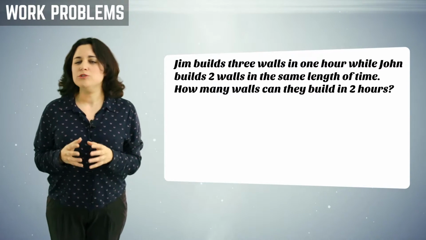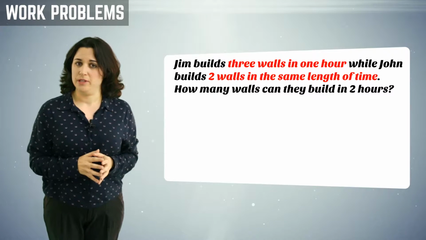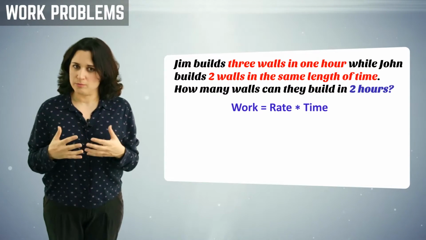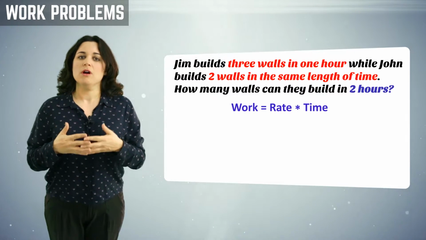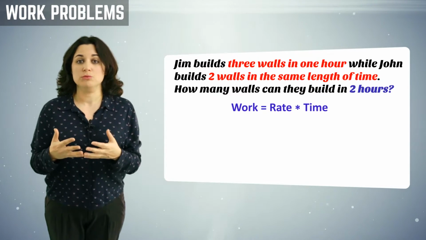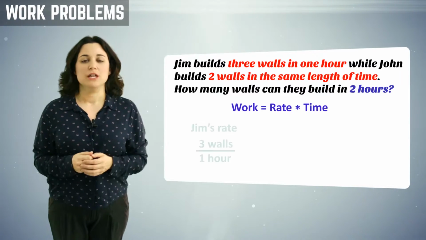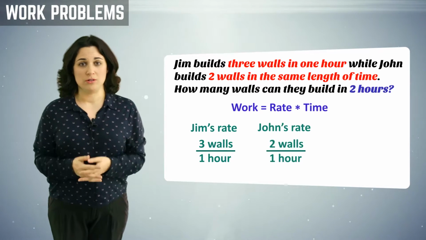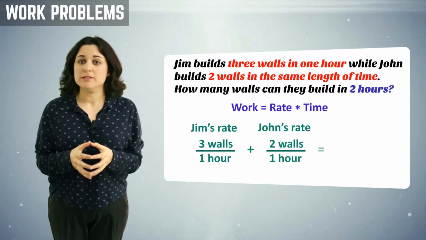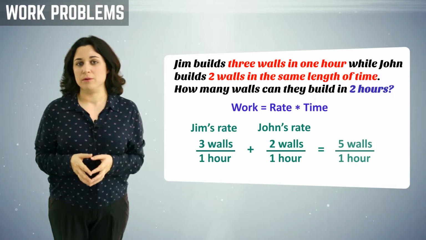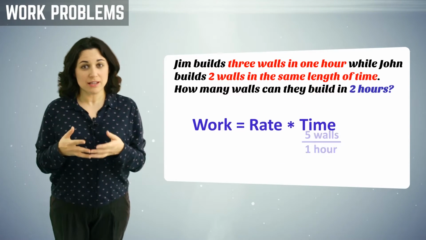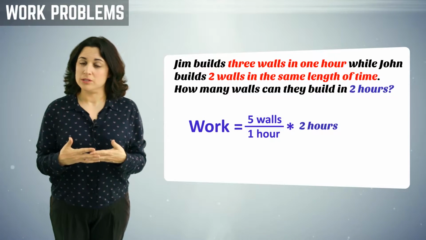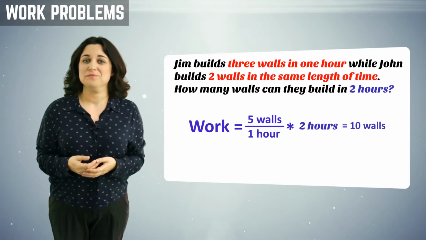In this question, we have 2 different rates and the time. We can see that Jim and John have the same intention. Both of them are building walls. Therefore, we can add them and get one rate which represents both of them. Jim's rate is 3 walls in 1 hour, while John's rate is 2 walls in 1 hour. Adding both rates will give us 5 walls in 1 hour. Now we can use that rate in the formula. 5 walls in an hour multiplied by 2 hours equals 10 walls.